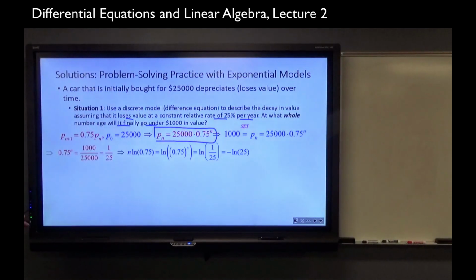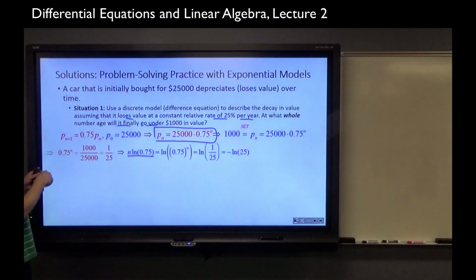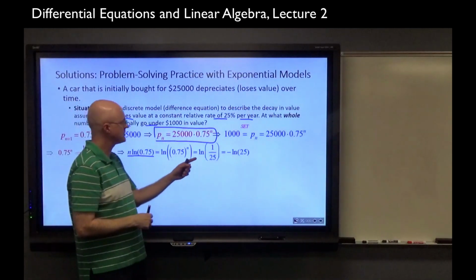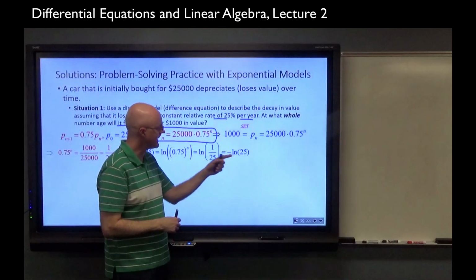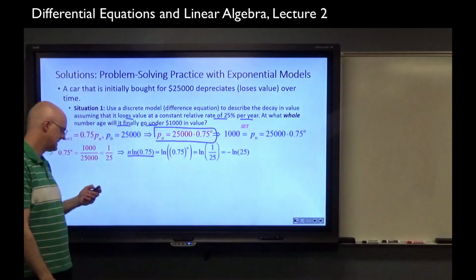Take the natural log of both sides and use a property of logarithms right there. If I take the natural log of this thing, the n in the exponent can come in front as an n times the natural log of 0.75. I hope you know that natural log of 1/25 is the same as negative natural log of 25. That's a property of logs as well that you should know.